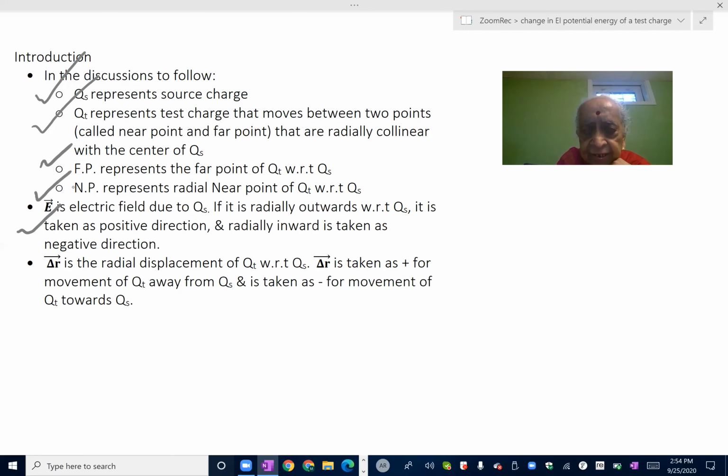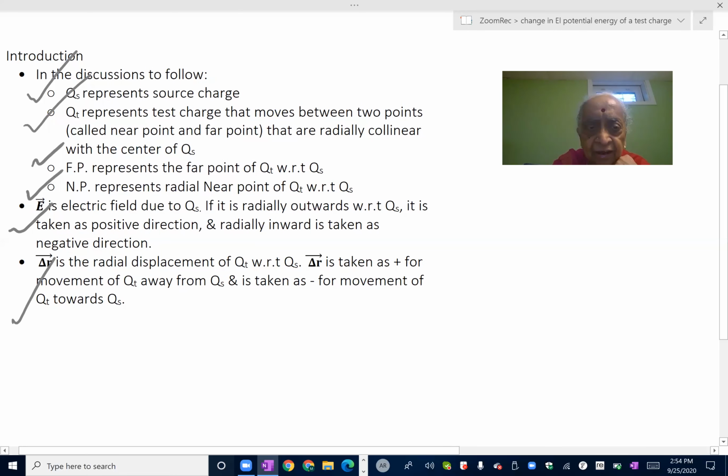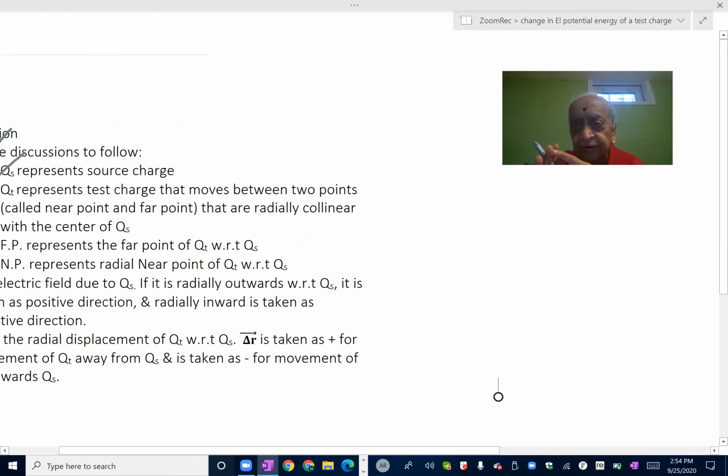Delta R is the radial displacement of QT with respect to QS. The radial displacement means along the same radius where you have marked the electric field. So if it is taken from the near point to the far point, in other words radially outwards, you take it as positive. And if it is traveling towards the source charge, you take it as negative. These are the things that you have to know as introduction.